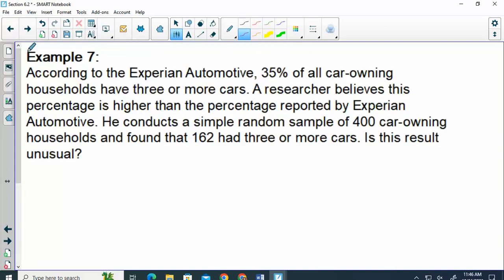So last question. 35% of all car-owning households have 3 or more cars. A researcher believes the percentage is higher. He conducts a simple random sample of 400 car-owning households and found that 162 had 3 or more cars. Is that unusual?